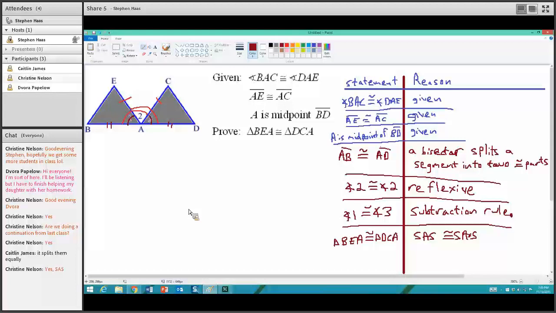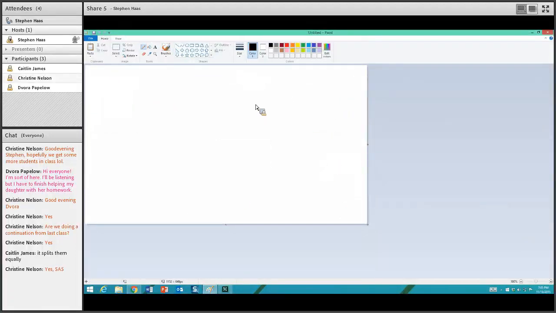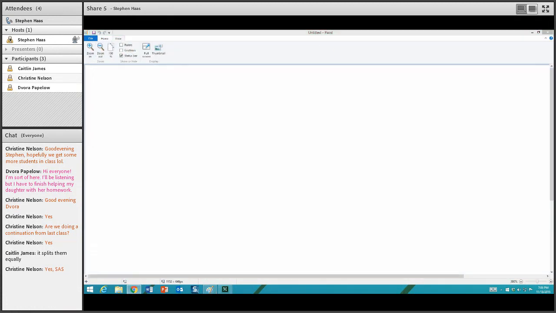Let's do one more triangle one, and then I want to get to using a quadrilateral one.